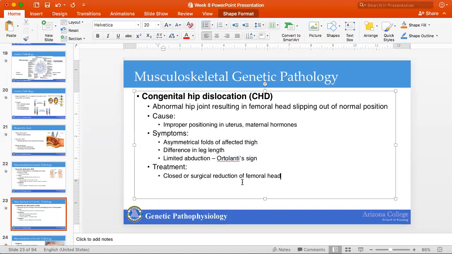Treatment: closed or surgical reduction of the femoral head. So you can do this either through bracing, which is sort of the more common, or if it's more progressed, then there could be surgical intervention.